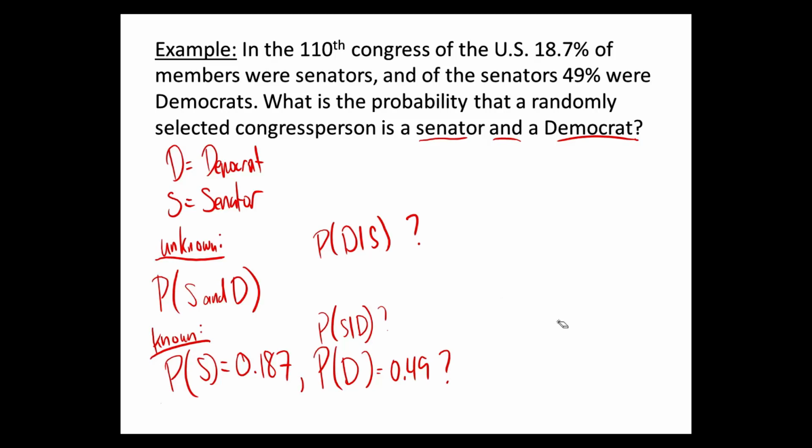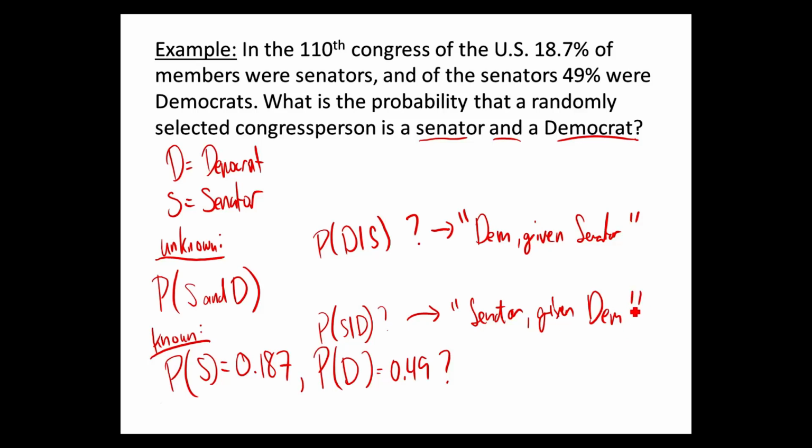Someone just said, go D of S since it's the 49% within the 18.7. Are you saying D given S or S given D? It's D given S. What does D given S mean? Let's put it in words. D is Democrat, given senator. What does S given D mean? Senator given Democrat.